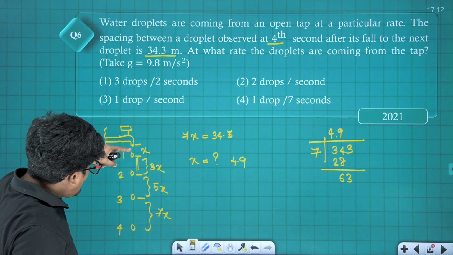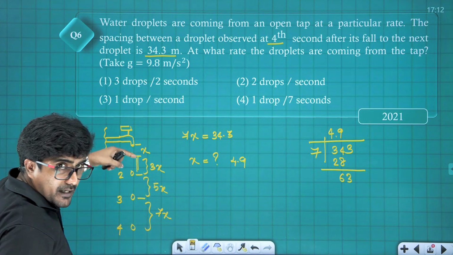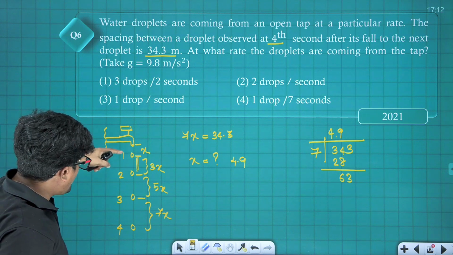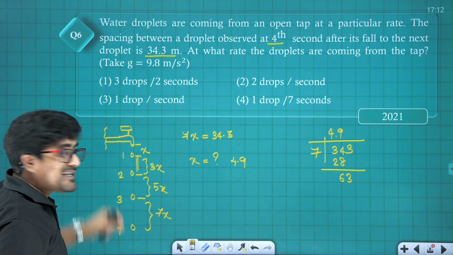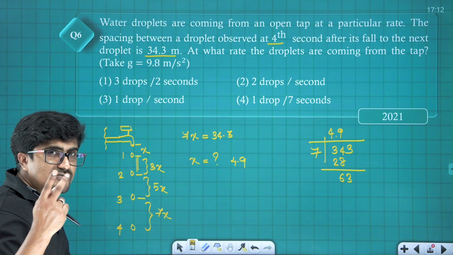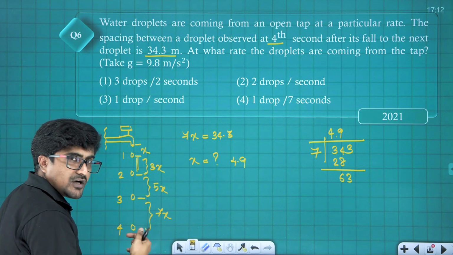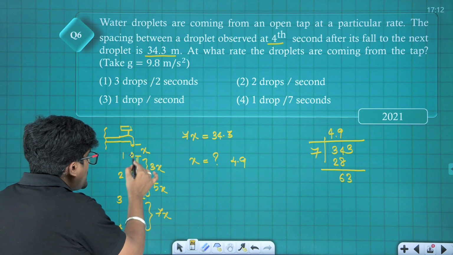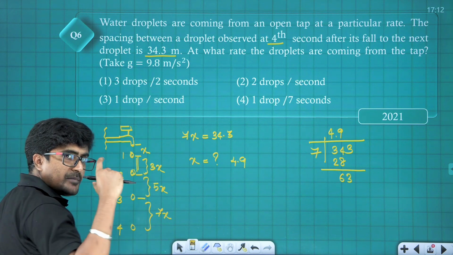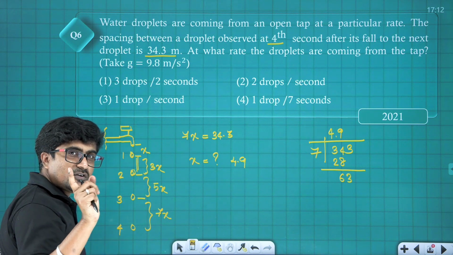So now here the time taken by the droplet to travel from here to here, that is actually the time between 2 successive drops, because once the first droplet is here, the next one is about to start. So the time taken by the drop to travel from here to here, that is the time gap between 2 successive drops. Am I right or what?